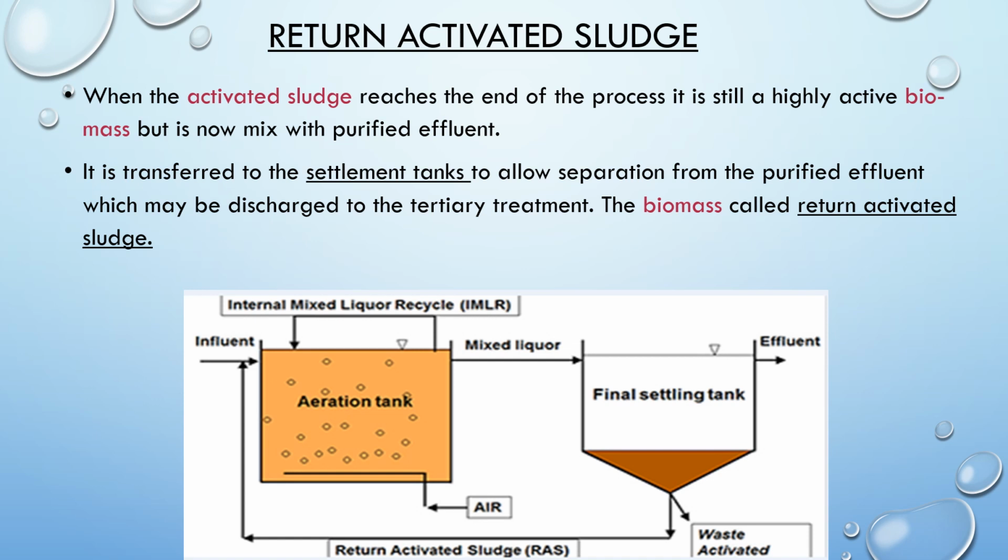In this cone-shaped tank, the activated sludge settles down at the bottom, whereas the pure effluent is on the upper surface, which is discharged to the tertiary treatment. The activated sludge on the lower side is returned to the aeration tank because bacteria are cultured in this activated sludge, and in this way the cycle begins, whereas the waste activated sludge is transferred for sludge treatment.